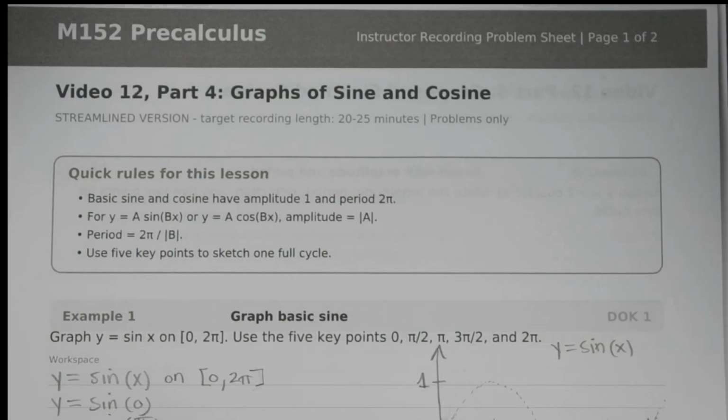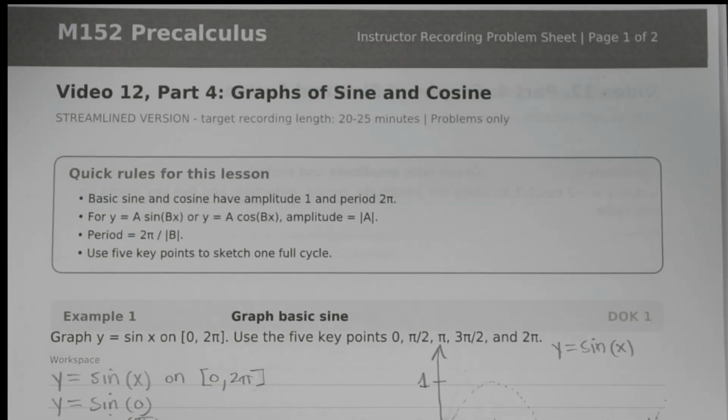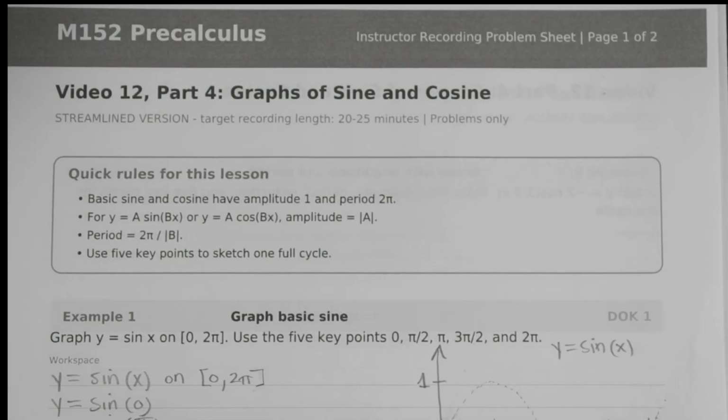Now we're going to use 5 points to sketch one full cycle to show you what those graphs look like. So the main idea is this: the amplitude controls the height and the period controls how long it takes for the graph to complete one full cycle. So let's look at example number 1.